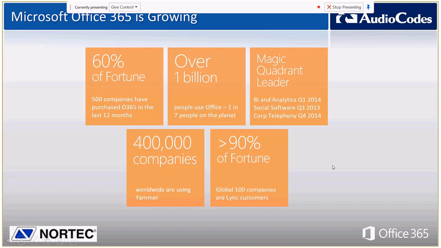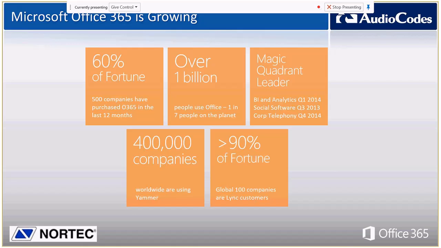Currently, 60% of Fortune 500 companies have purchased Office 365 in the last 12 months. There's currently over 1 billion people who use Office products, and that's 1 in 7 people on the planet. Microsoft Office 365 is a Magic Quadrant leader, and something to note specifically is corporate telephony in Q4 2014, which is what we're talking about on this call. And for anybody who doesn't know, the Magic Quadrant is Gartner.